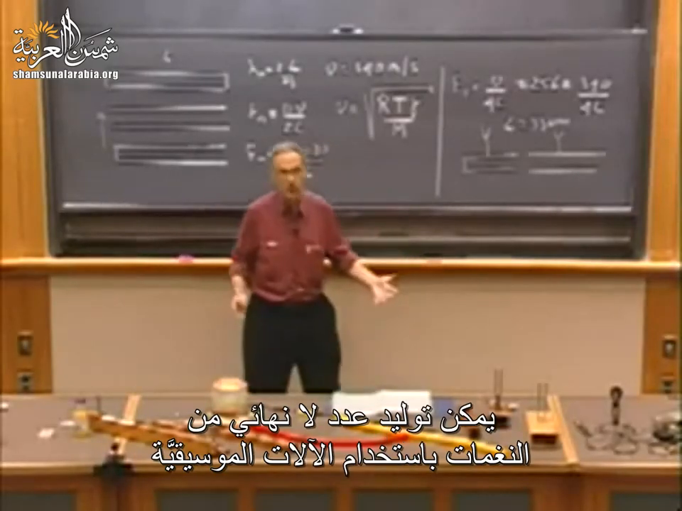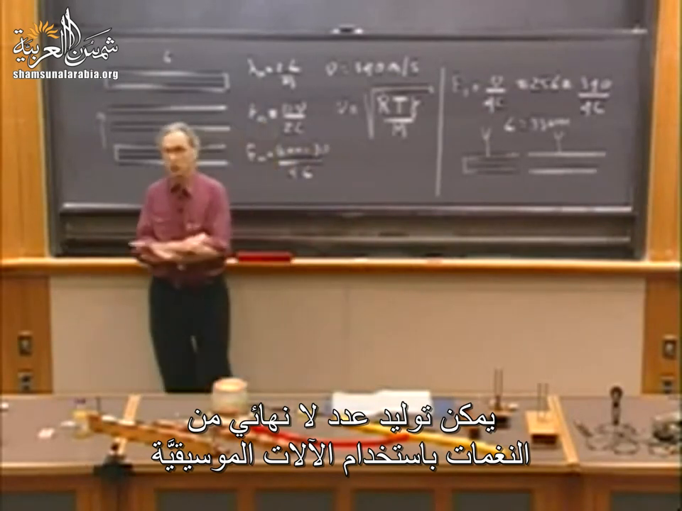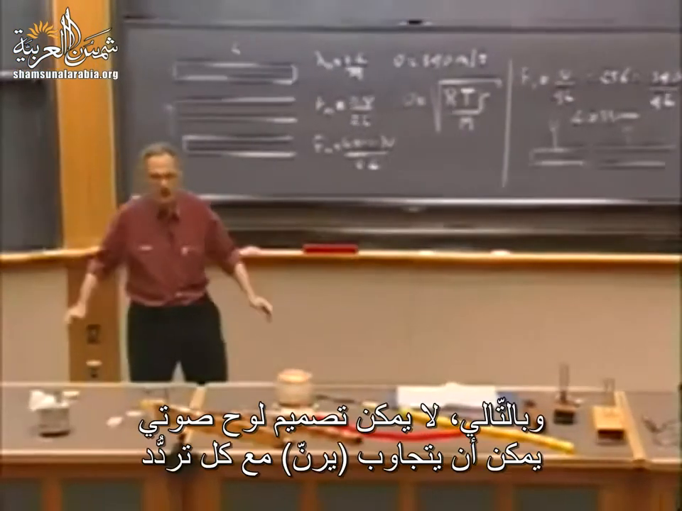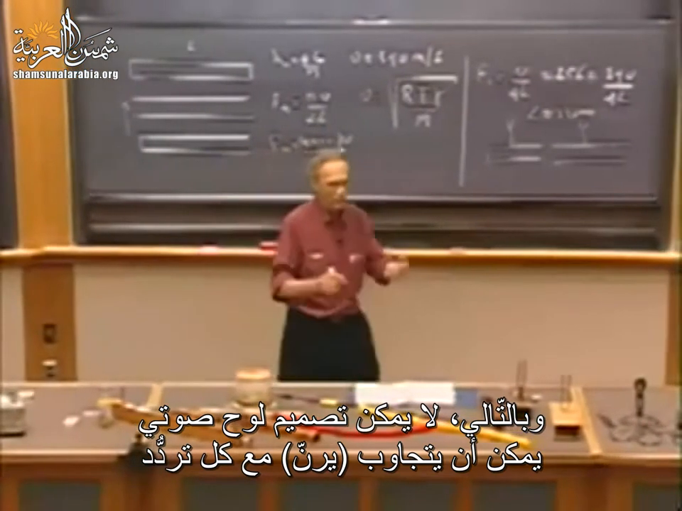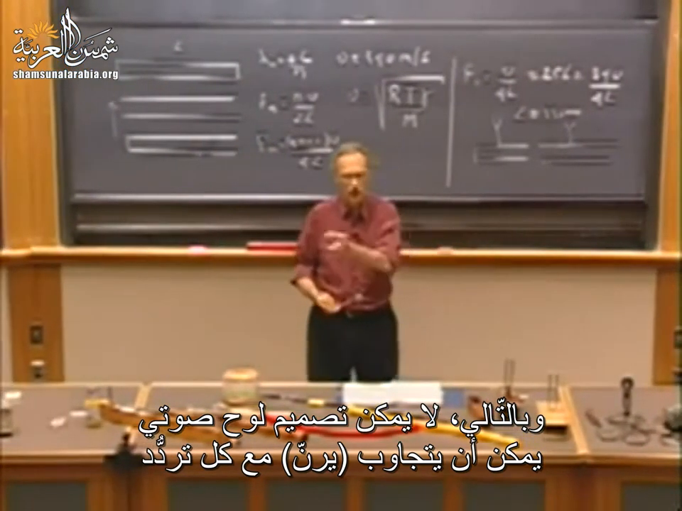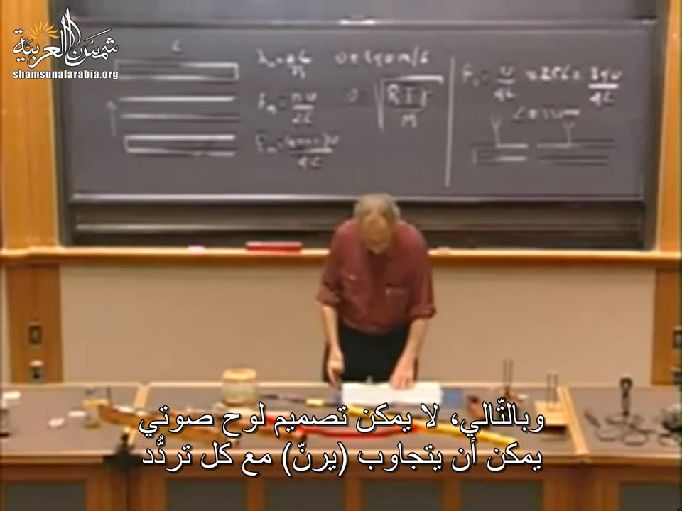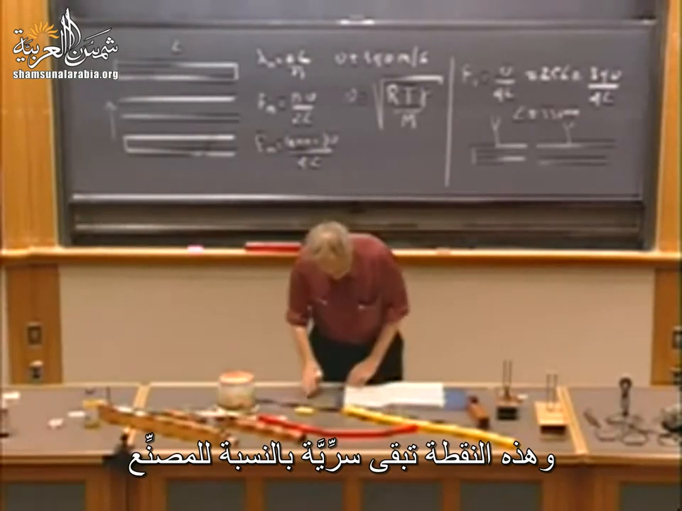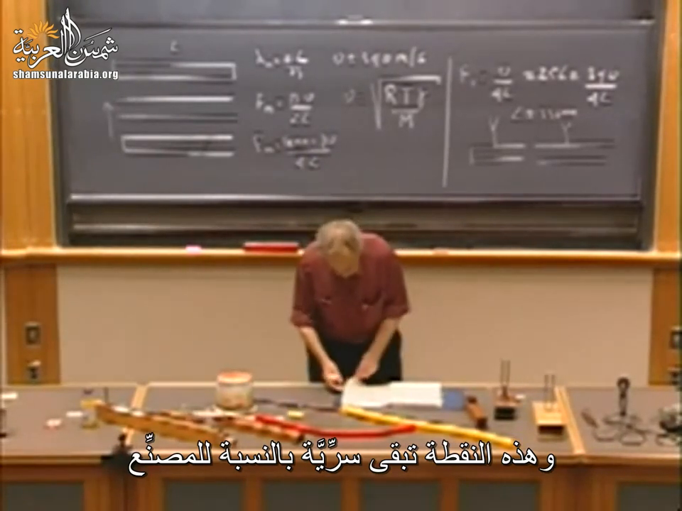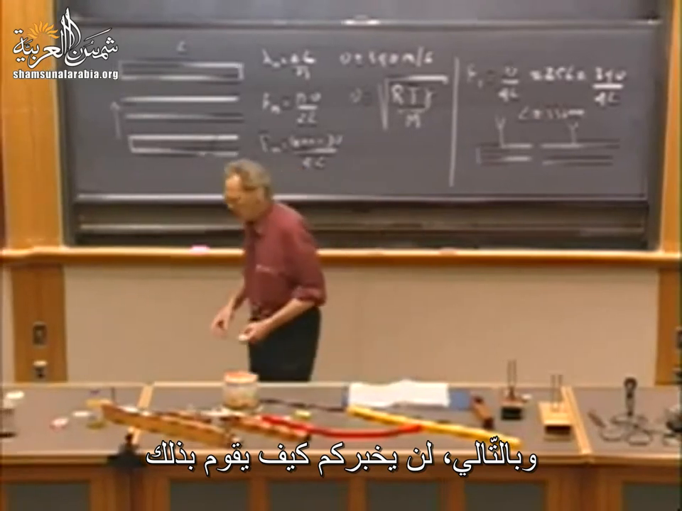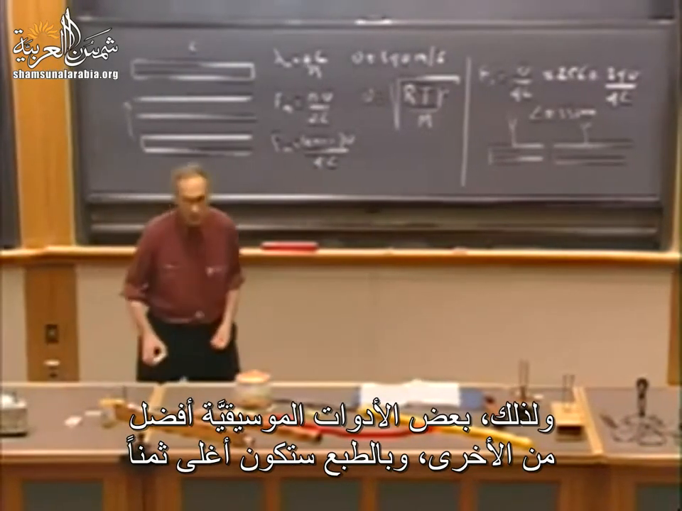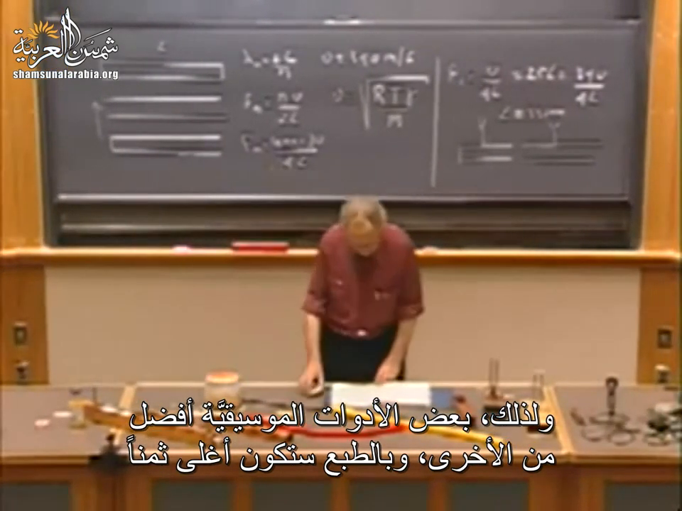Now, with musical instruments, you produce an infinite number of tones, so there is no way that you can, of course, design your sounding board so that it resonates with every single frequency. And so this is where the secrecy of the manufacturer comes in. And they are not going to tell you how they do that, and therefore some instruments are better than others. And you pay for that.